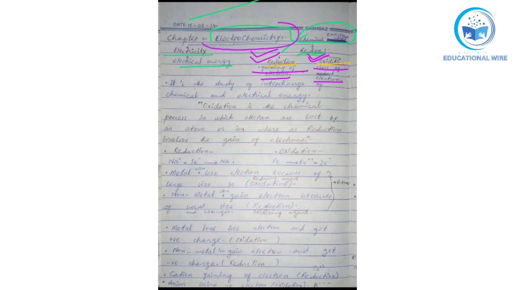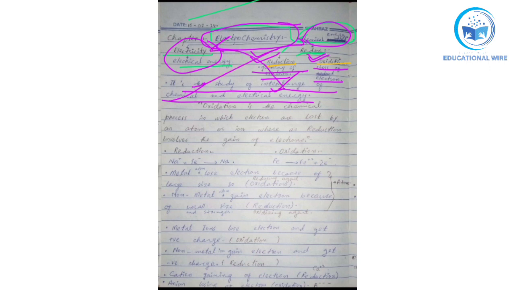Now, what is the study of electrochemistry? What will we study over here? It is the study of interchange of chemical and electrical energy. As I told you previously, it is divided into two parts: chemical energy and electrical energy. In electrical energy we study electricity, while in chemical energy we study redox reactions. Let's move there.